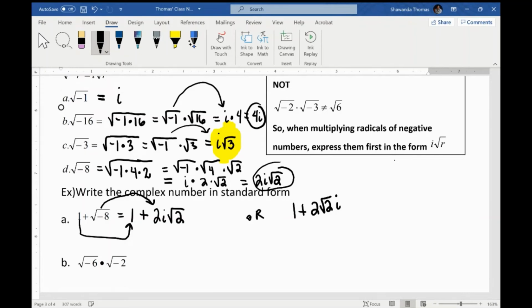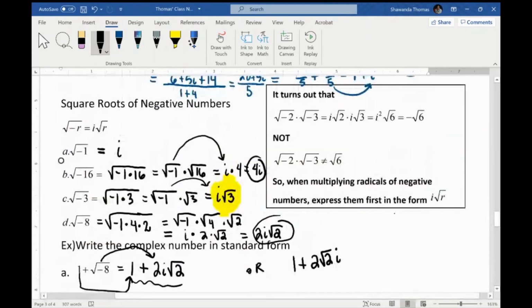I was gonna say I feel like that's very misleading, Dr. Thomas. What's misleading? The i being behind the radical two. Yeah, but I did it that way because they say the standard form is bi. See how the b is in front of the i? So the number's supposed to be in front. But I'm perfectly fine with you writing it this way: 1 plus 2i times the square root of 2.